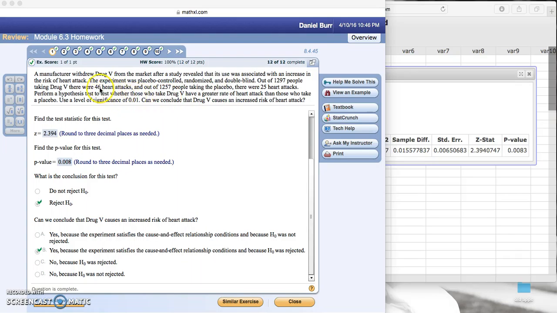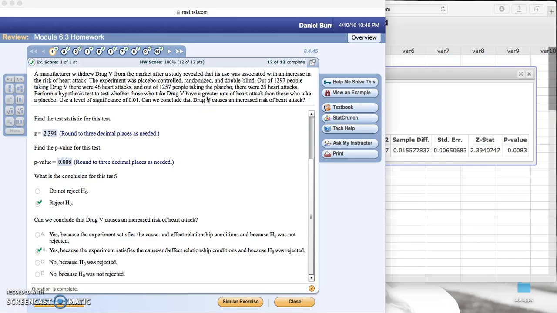Skip ahead a little bit. For the people taking drug V, for that population, there were 46 heart attacks out of the 1,297 people in the sample. And for the placebo, there were 25 heart attacks out of 1,257 people taking the placebo. So we want to perform a hypothesis test.